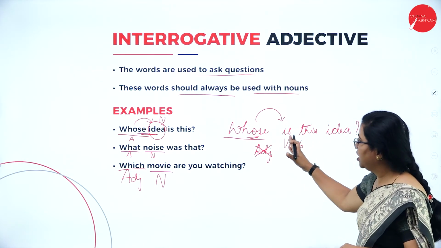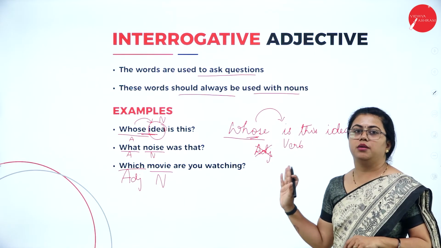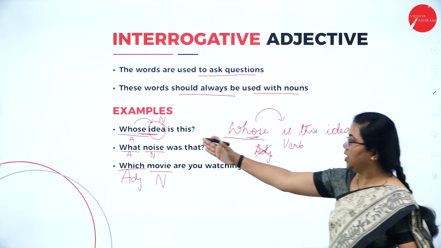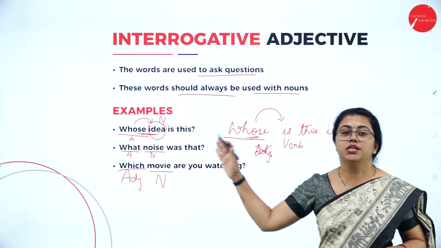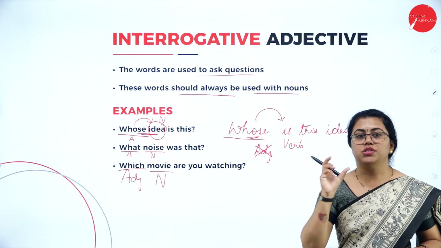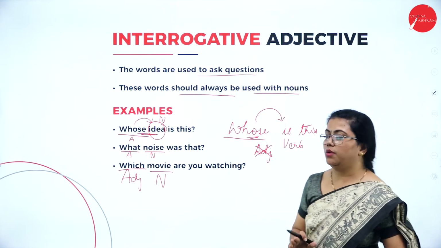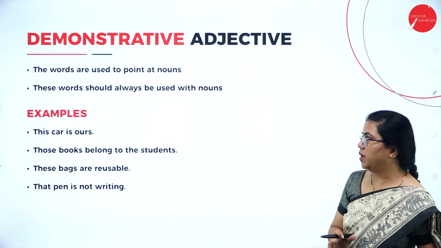If you are using a verb after the interrogative word, then obviously it will not become an interrogative adjective. It is a pronoun. So here you can see idea is a noun. Whose idea? You are using it along with the noun. Whose, the interrogative word, is used along with the noun. Yes, and then only it becomes an adjective. Okay, so let's move on to the next one.